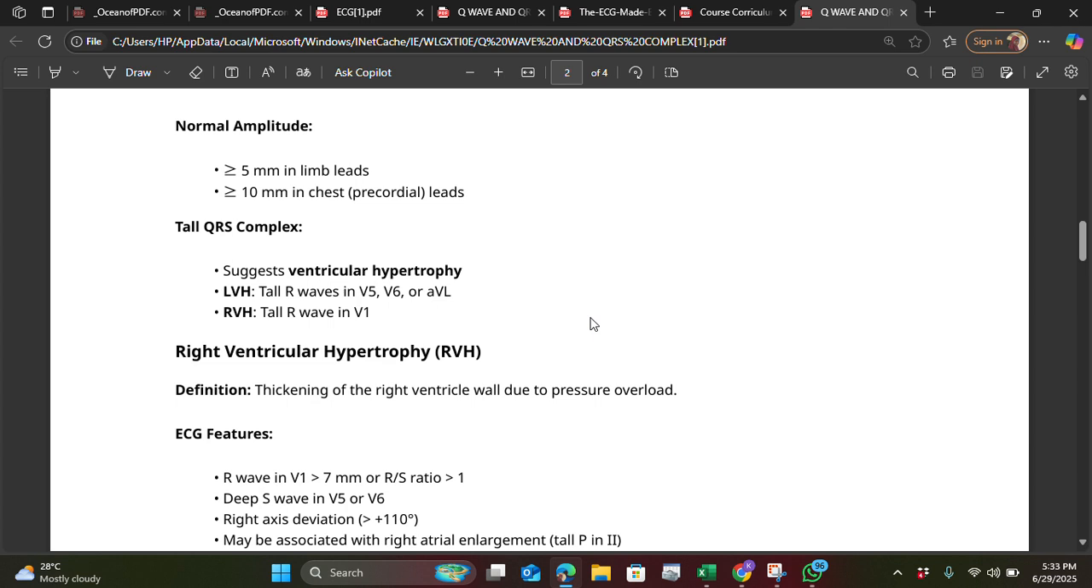Sorry, this is greater than or equal to 5 millimeters. That's 5 small boxes. And greater than 10 small boxes is not less than, that's way too much. It is greater than or equal to 5 in limb leads, and greater than or equal to 10 in chest leads.